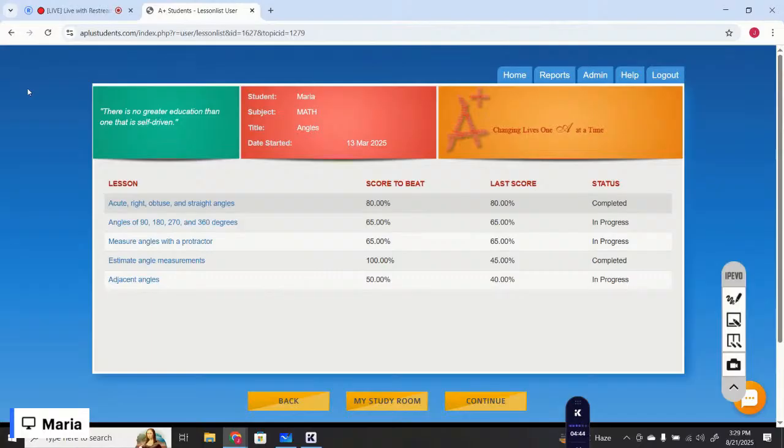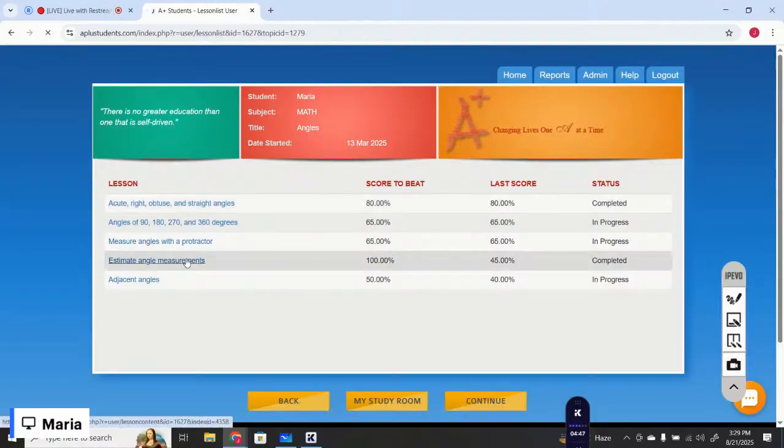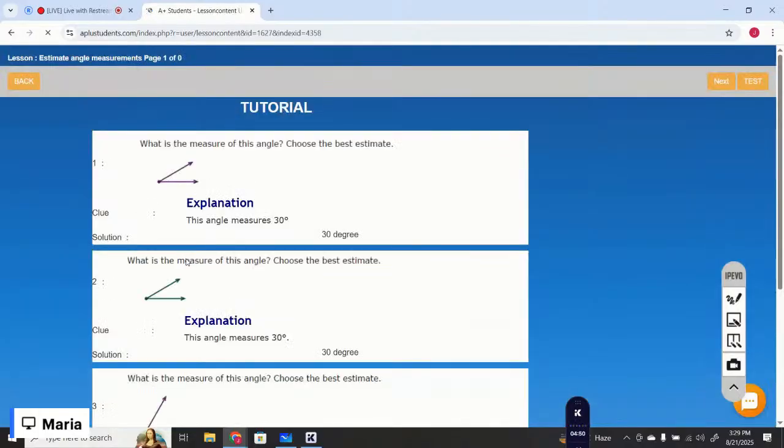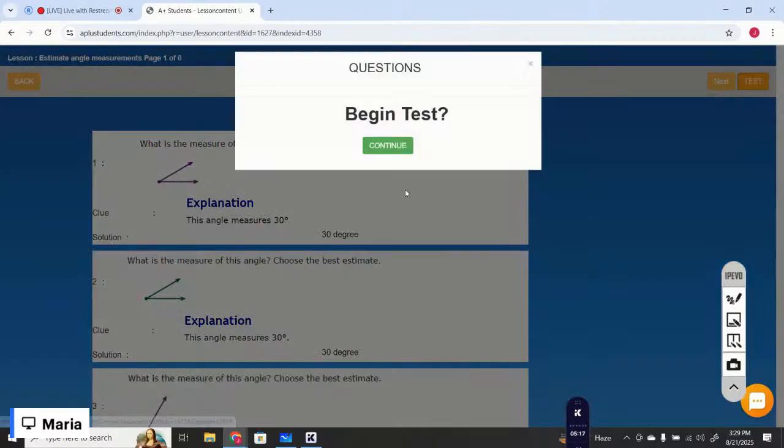The next lesson is estimate angle measurement. Let's just start with the lesson. What is the measure of the angle? Like you just have to make a guess. Let's just start with the test questions.